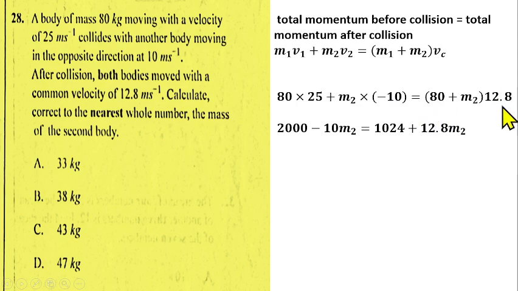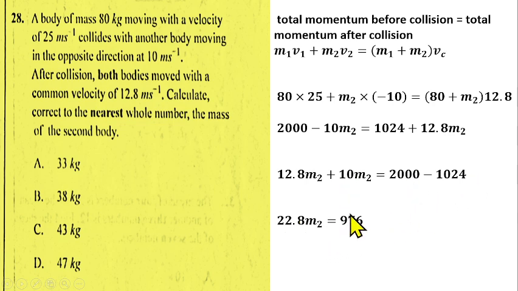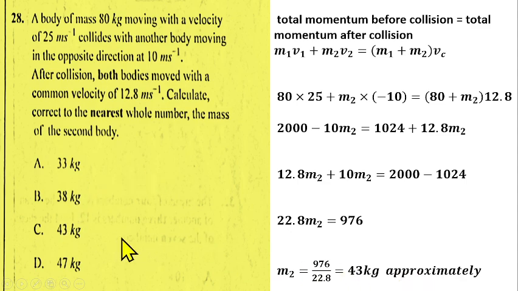We want to open the bracket. 12.8 times 80 gives us 1024, plus 12.8 times m2 gives us 12.8 m2. We can collect like terms from there: minus 10 m2 minus 12.8 m2. So this one will come here, and this will come here. You have 22.8 m2 equals 2000 minus 1024. That gives us 22.8 m2 equals 976. Divide both sides by 22.8 to get the mass of the second body. That will give us approximately 43 kilograms, which is option C for question number 28.